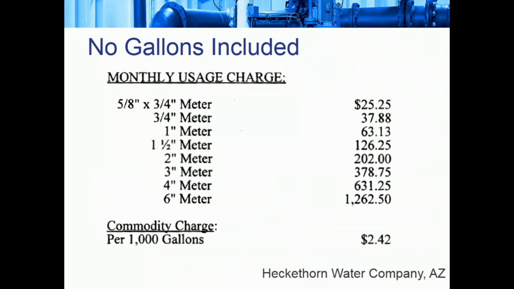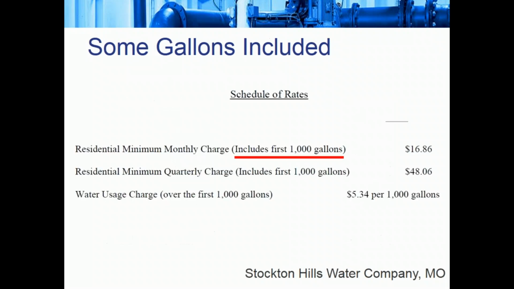So one example of no gallons included is the Hecthorne Water Company in Arizona, where every gallon is charged. Now you can imagine Arizona being a particularly dry state, so they probably want to encourage conservation, and these types of no gallon included are definitely more prevalent in the desert west as we've looked at rate structures around the country, but certainly we find them in other parts of the country as well. Some gallons included: the Stockton Hills Water Company in Missouri includes the first 1,000 gallons in their residential monthly minimum charge.